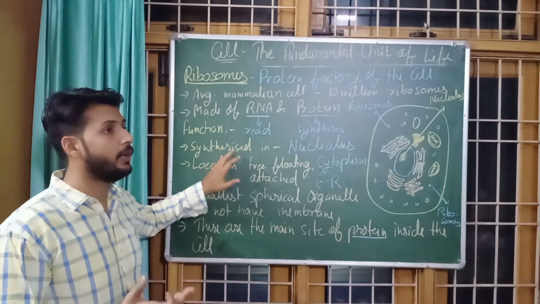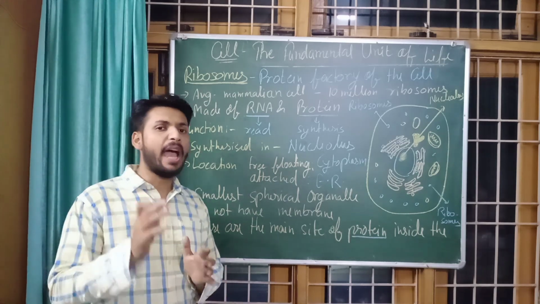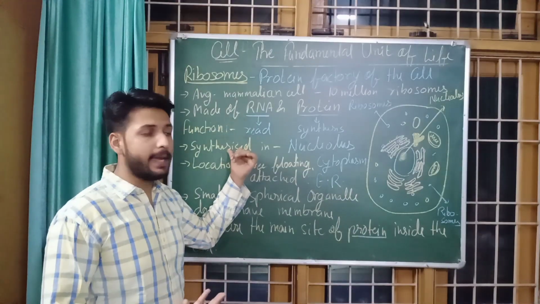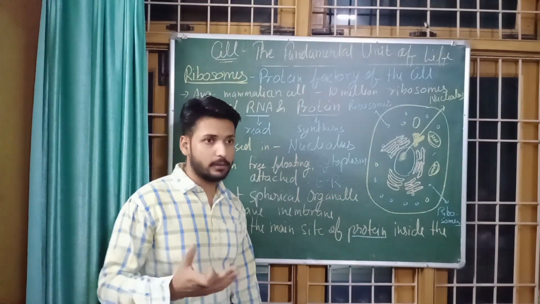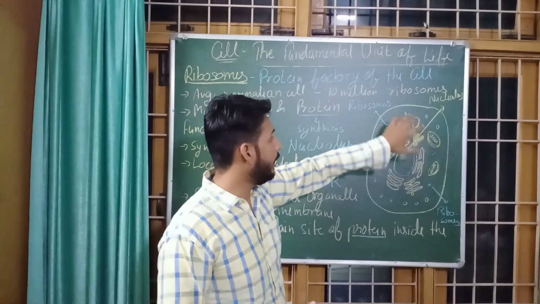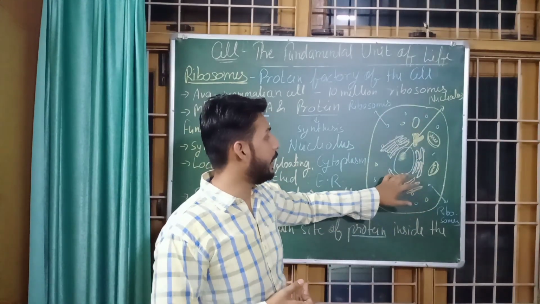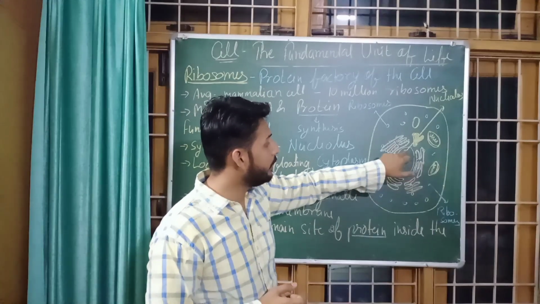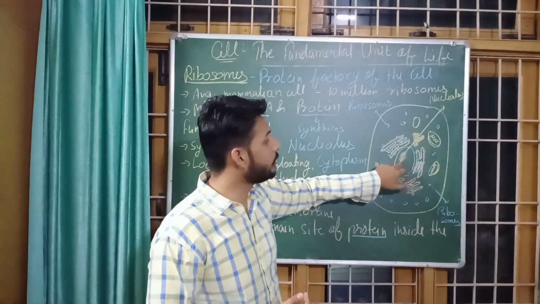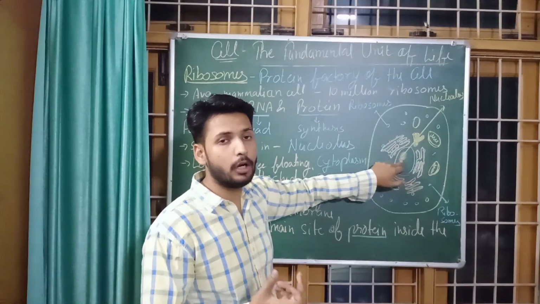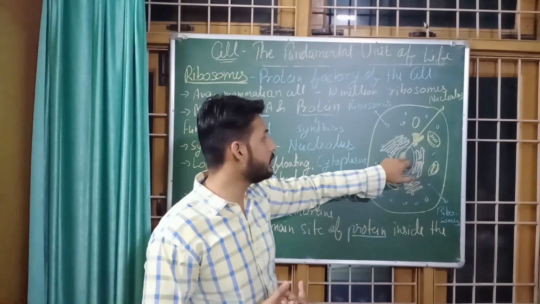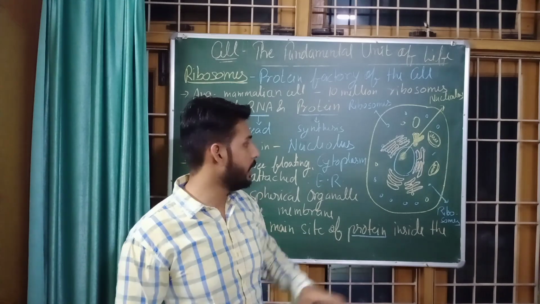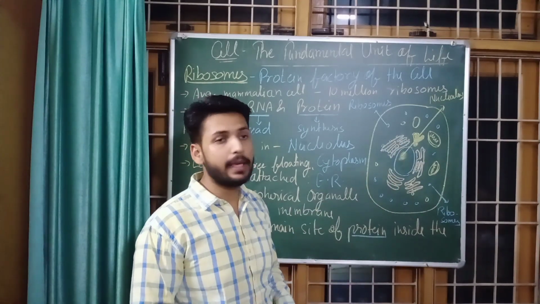If we are talking about where it is formed or synthesized, I already told you that the ribosome is synthesized inside the nucleolus. If we see the cell, here it is, a mammalian cell. You can see the nucleus, and in the nucleus there is a dense structure which is known as nucleolus. It is not bounded by any membrane. Here in the nucleolus the ribosomes are synthesized and these are released inside the cell.